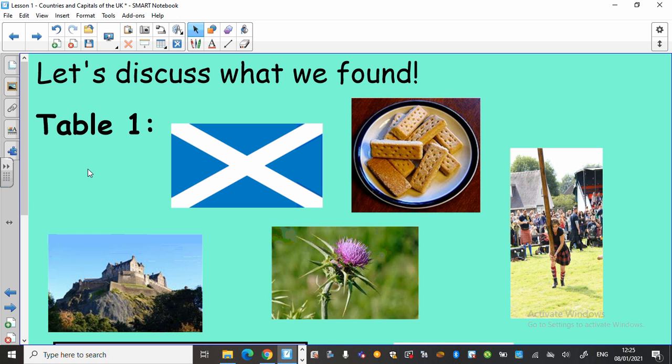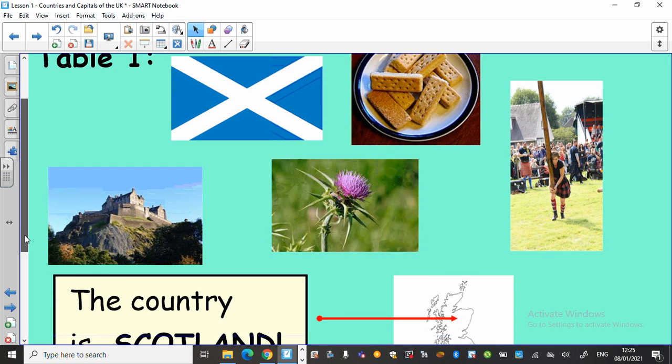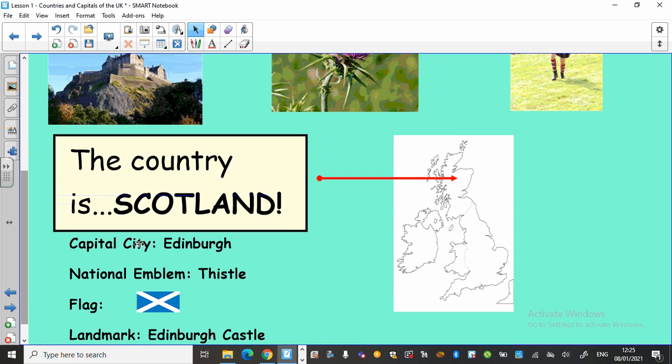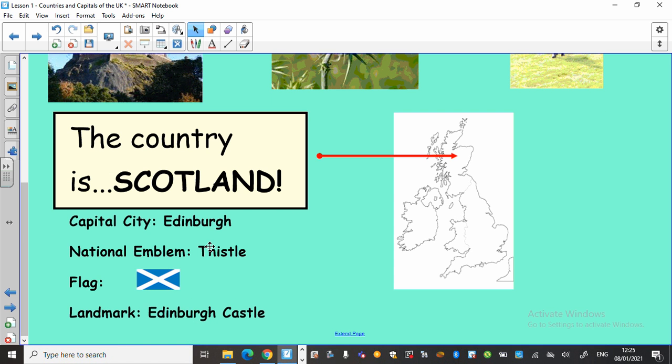Did anybody know which country this was? Of course it was Scotland. So remember, Scotland's the northernmost country. It's right at the top. So the capital city is Edinburgh. It's a national emblem. Now, might be a new word for you. It's basically something that represents that country.